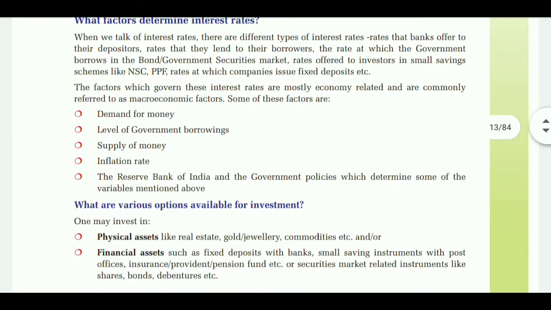The factors which govern these interest rates are mostly economy related and are commonly referred to as macroeconomic factors. Some of these factors are demand for money, level of government borrowing, supply of money, inflation rate, the Reserve Bank of India, and the government policies which determine some of the variables mentioned above. What are the various options available for investment?